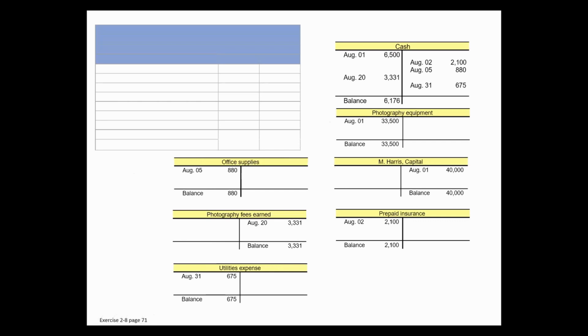Really easy then, once you've figured out everything, you can go ahead and do your trial balance. So this is our Pose for Pics trial balance. Again, you have the accounts listed here, debit and credit, and then the amounts. We know that cash has a debit of 6,176. That means she has a positive cash balance. Office supplies, she has 880. Insurance, she has 2,100. Photography equipment, she has $33,500.